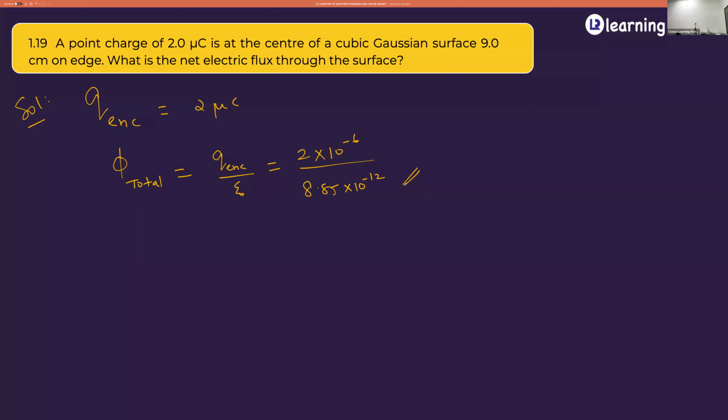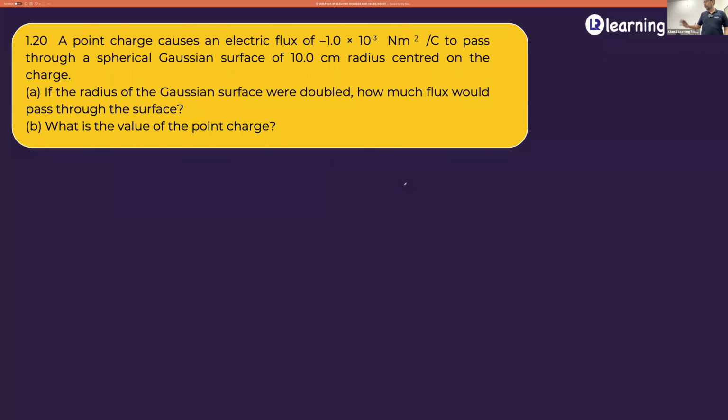Those who are online, are you clear? Yes, sir. Yes, sir. So how many more are there? 4, right? They are very simple. We'll finish off.